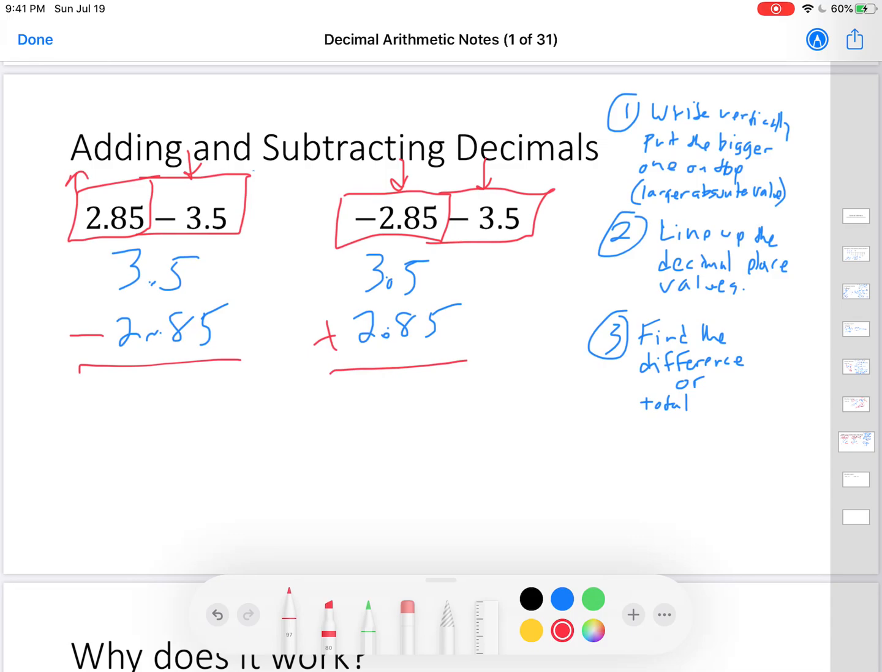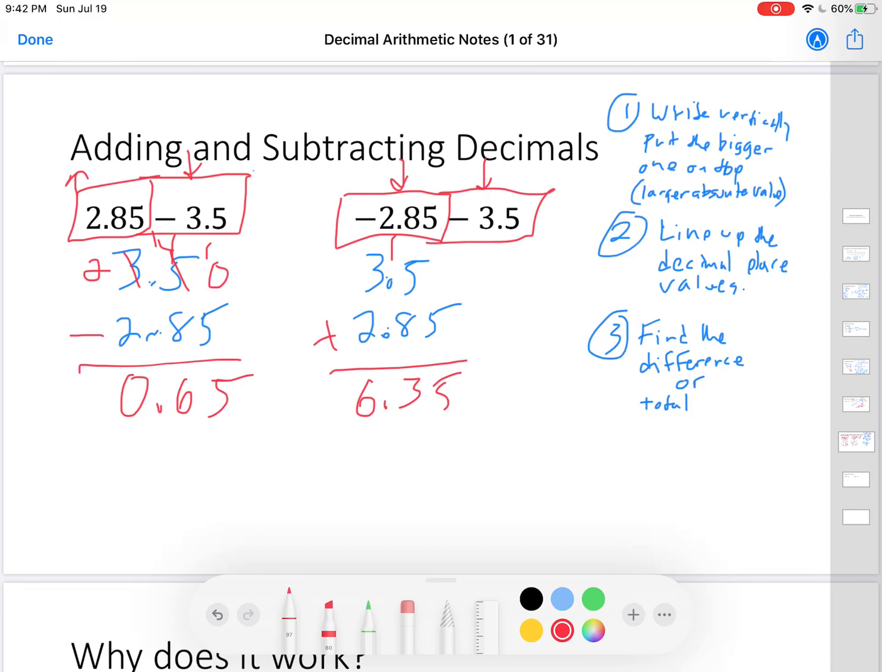All right, so let's find the difference. Well, 5 can't subtract from nothing, so I'll rename, I'll put that there. 10 minus 5 is 5. 4, can't do that, so I'll put the 14. 14 minus 8 is 6. Decimal point goes there. 2 minus 2 makes nothing. Sometimes I put the 0 there, sometimes I don't. They're the same value, 0.65. Right, this time we're finding the total, so nothing plus 5 makes 5, 8 plus 5 makes 13, 3, 4, 5, 6, 6.35.